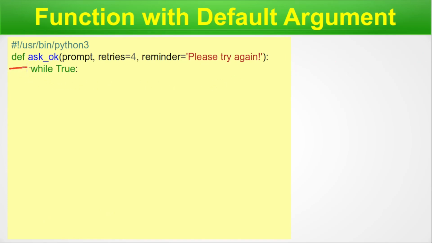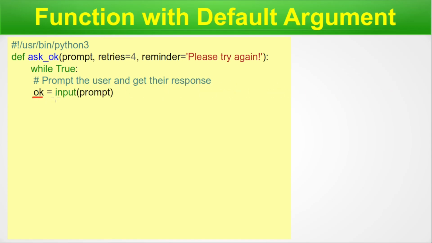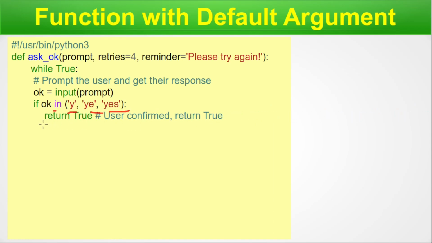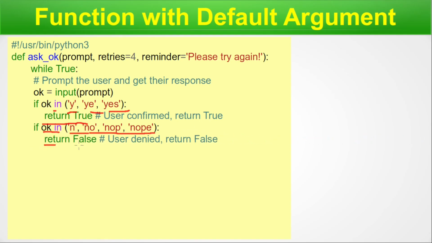You can see there is an indentation here. Then we write while True. That means it's a while loop with the True condition. Until or unless you are forcefully breaking it, it will continue. Next, prompt the user and get their response. ok = input(prompt). So this is another function. You will see what it does. It gives the prompt. If ok is in y, ye or yes, what will it do? It will return True. If ok is in n, no, nope, all these things, it will return False.